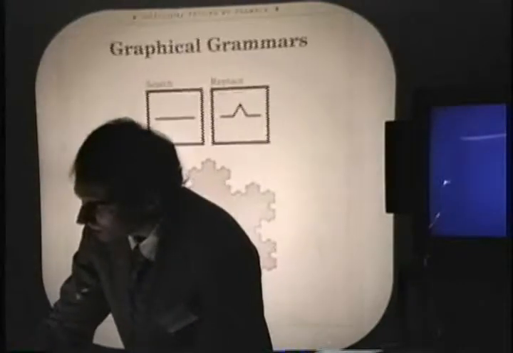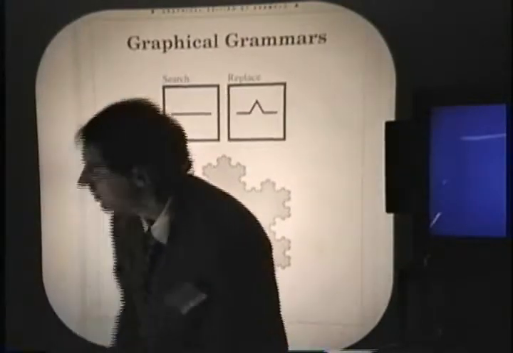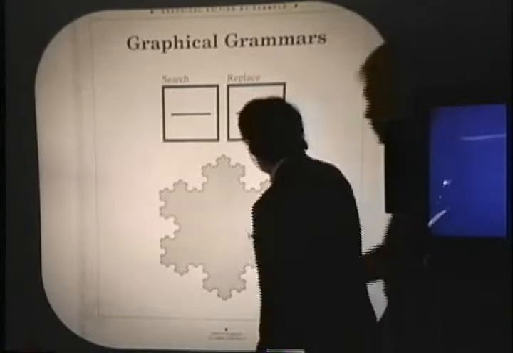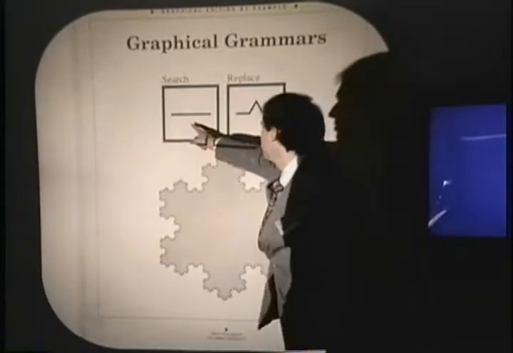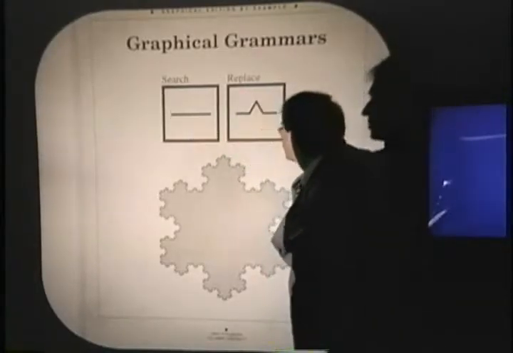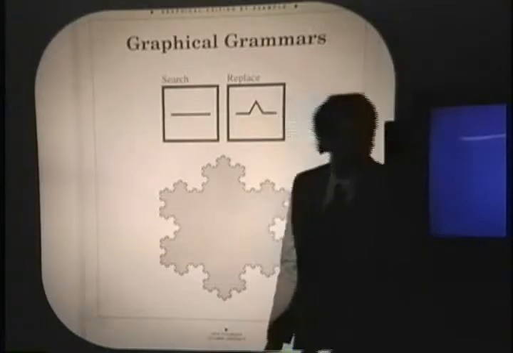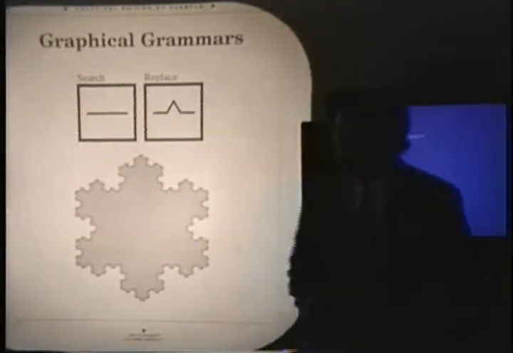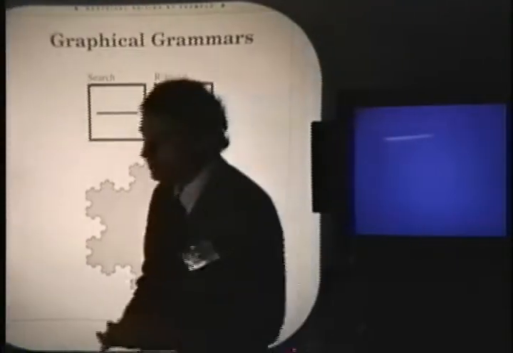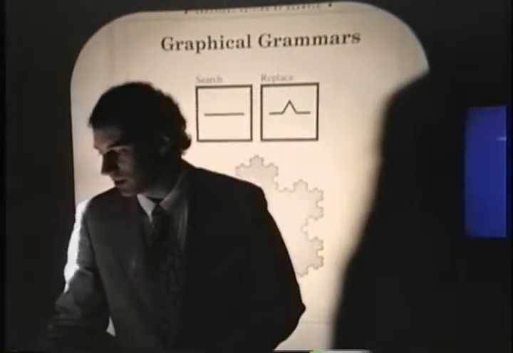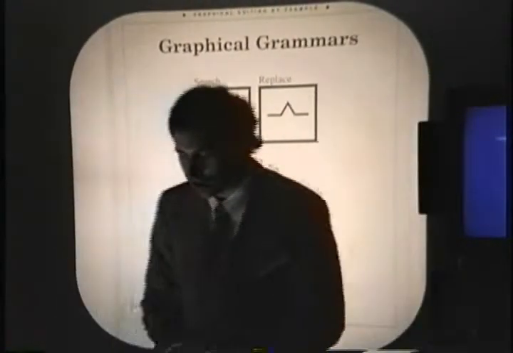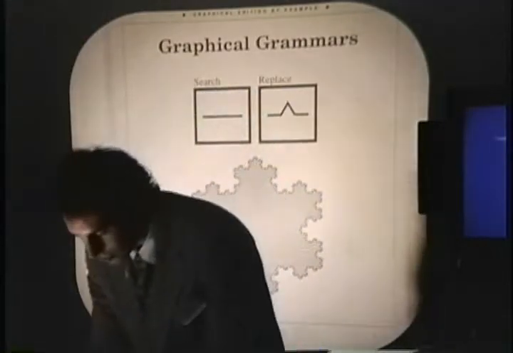Here's another graphical grammar that you're all probably familiar with. There we started out with an equilateral triangle. We replaced single straight segments with a set of 4 segments and iterated a number of times to produce this snowflake curve. Well, this was a very simple search and replace specification. It was very easy to generate this shape using graphical search and replace.